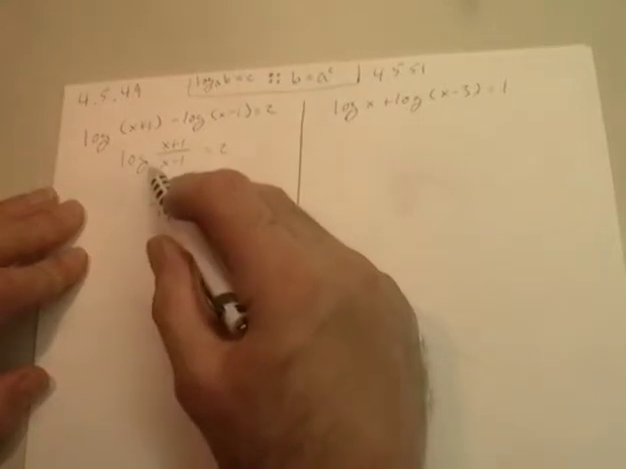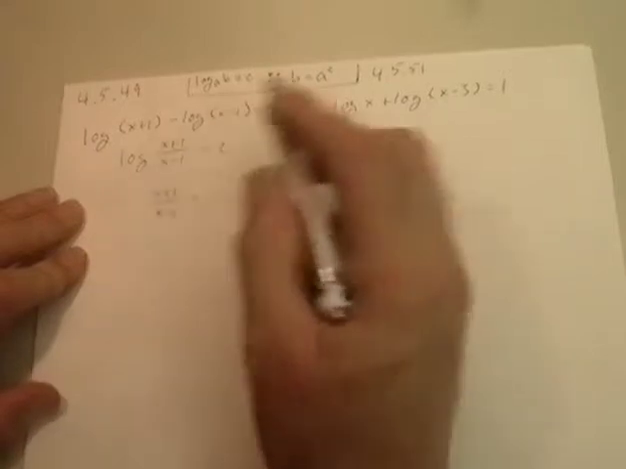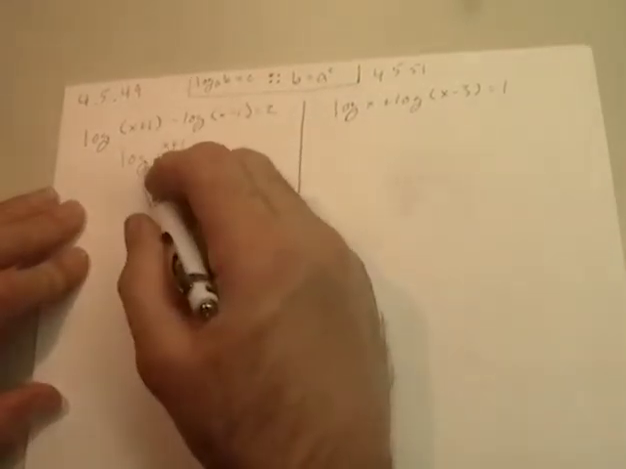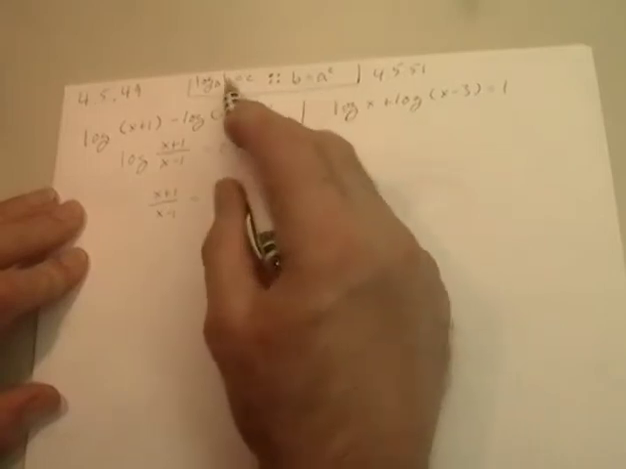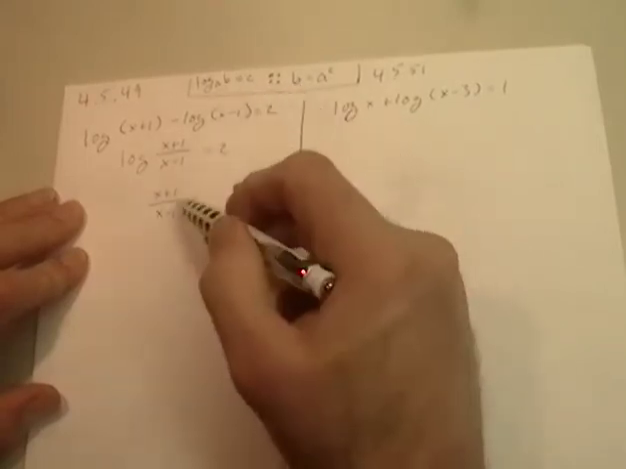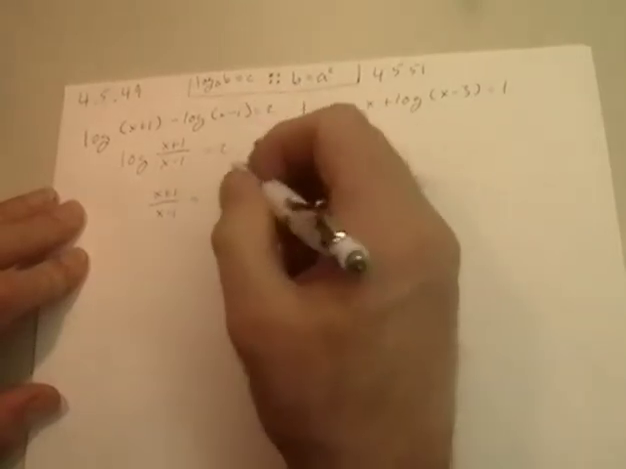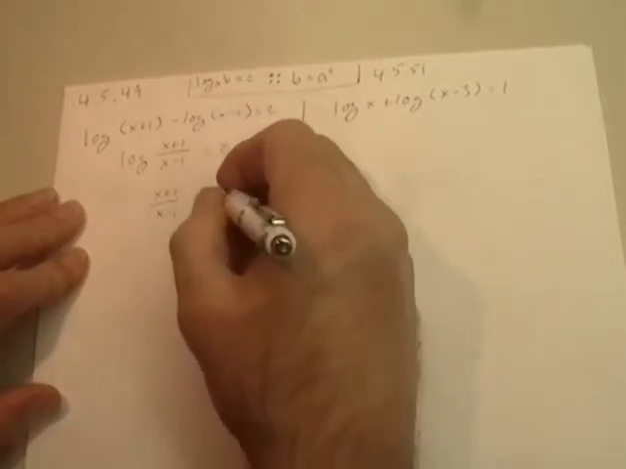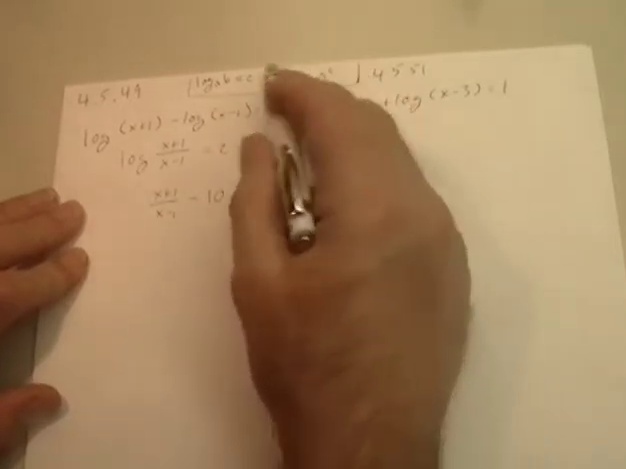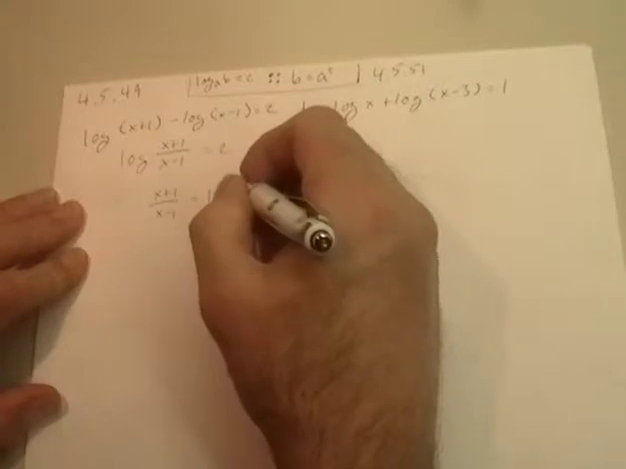Now, I don't have a base written here, which means that I'm using the common log, the log base 10. It's a log that's used extensively in science. So I'm going to consider this base 10, and what's on the inside, the (x plus 1) over (x minus 1), is going to equal the base, that's 10, raised to this power.